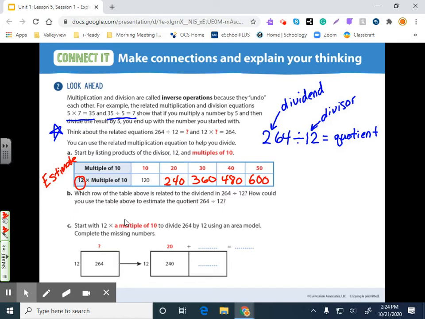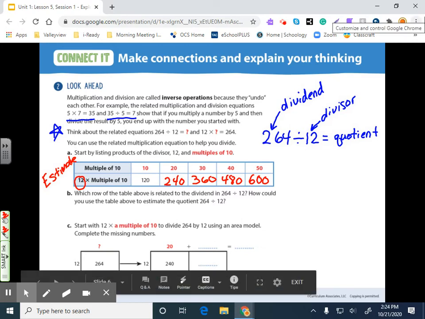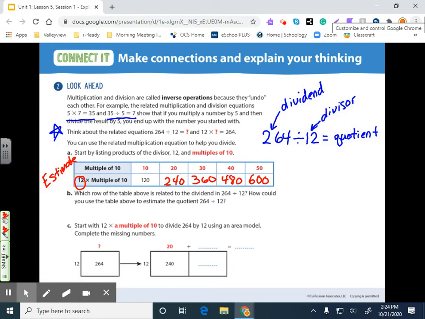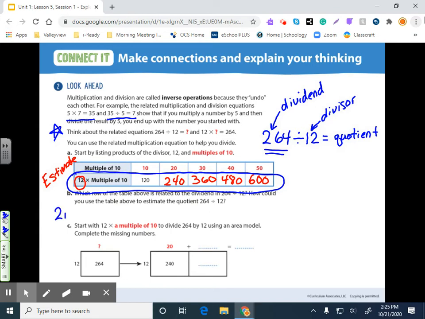So we're going to use this table to get a better idea of what our answers are probably going to be, or if the answer we get is in the right ballpark, or if it's even close. All right, so part B, which row of the table above is related to the dividend in 264 divided by 12? So remember, your dividend is going to be the number that's being divided. So I'm looking at this second row right here, and all these numbers look like they're going to help us with the dividend. So we'll say the second row.